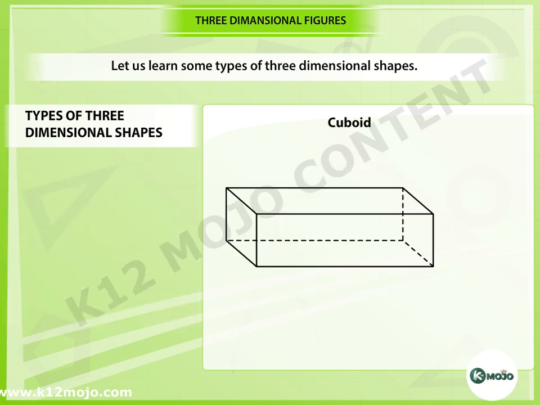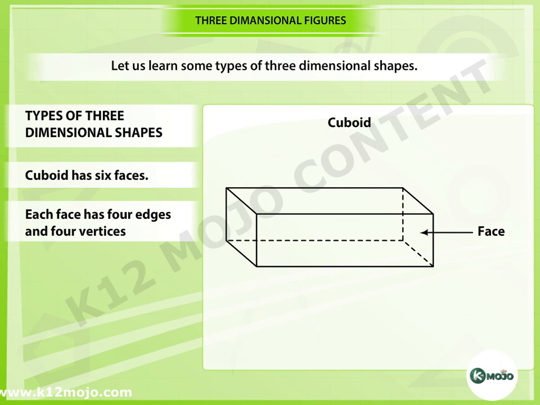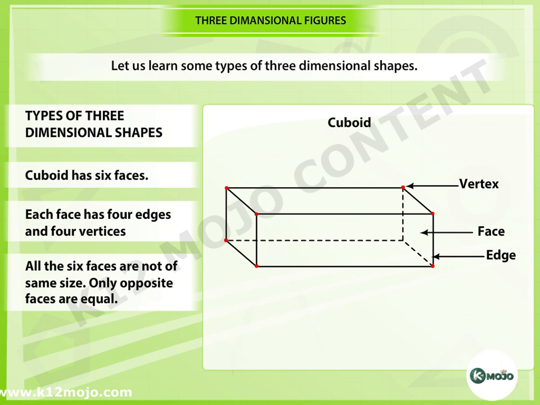Second is the cuboid. A cuboid has 6 faces. Each face has 4 edges and 4 vertices. All the 6 faces are not of the same size. Only opposite faces are equal. Examples of a cuboid are bricks, an almirah, and a matchbox.